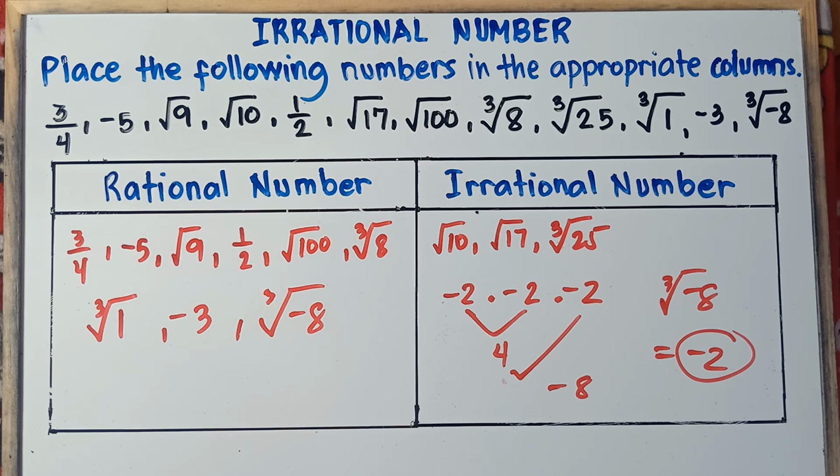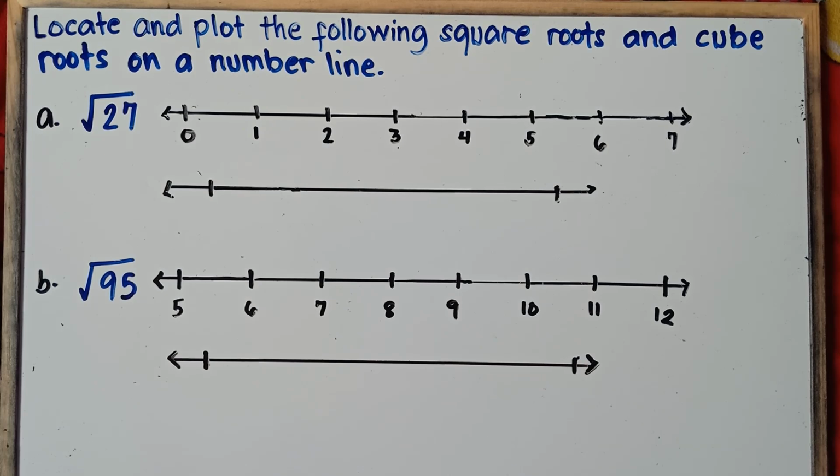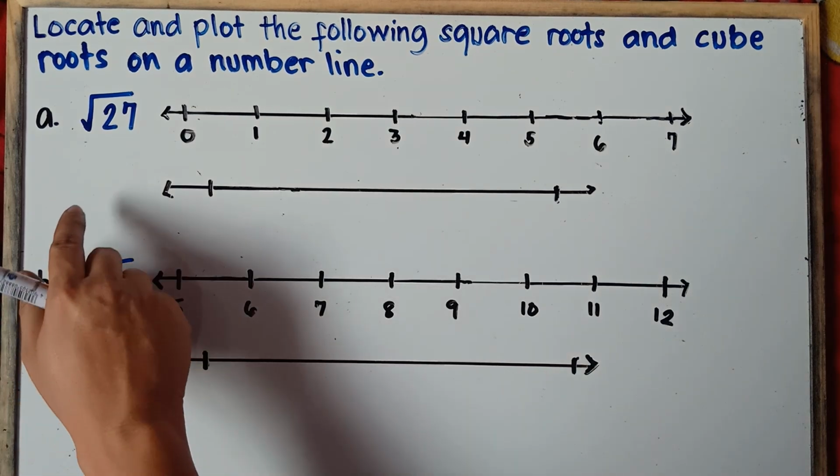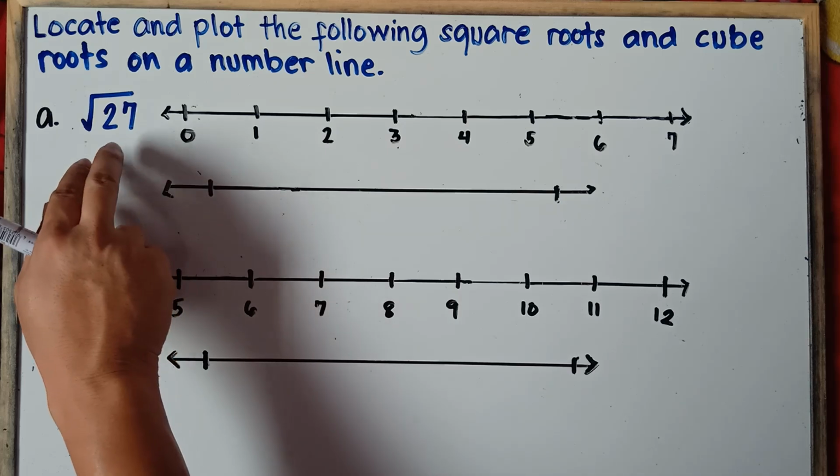So let's have our last activity, class, to locate and plot the following square roots and cube roots. Alright, so let's proceed now to our final activity. We're going to locate and plot the following square roots and cube roots on a number line. So let's start with letter A. Letter A, class, our given example is square root of 27.